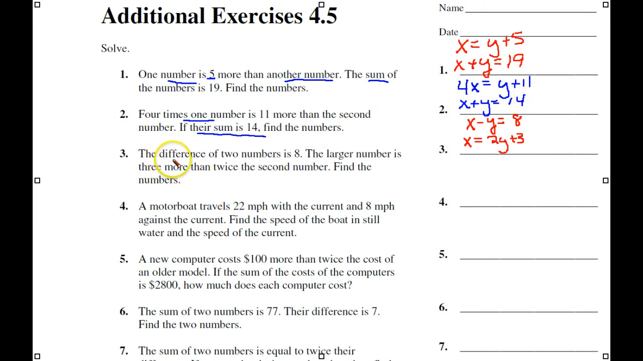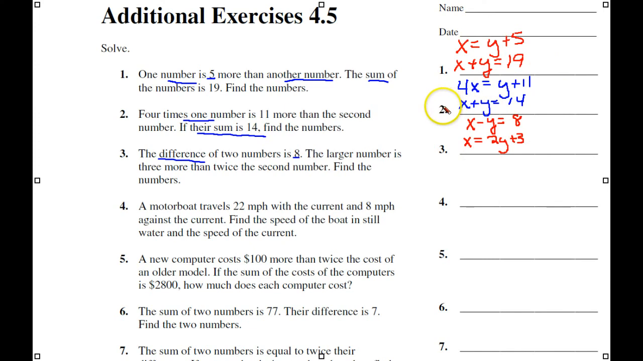Now another easy one. The difference of 2 numbers is 8. Well, the key word there is difference, and there's 8. Now the larger number, which we will now define as x, is 3 more than twice the second number. Well, twice the second number and 3 more. So again, you might say, what method for number 3? Substitution.